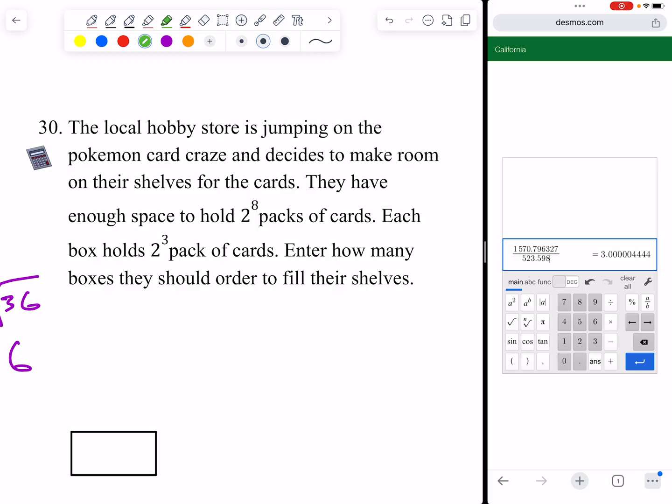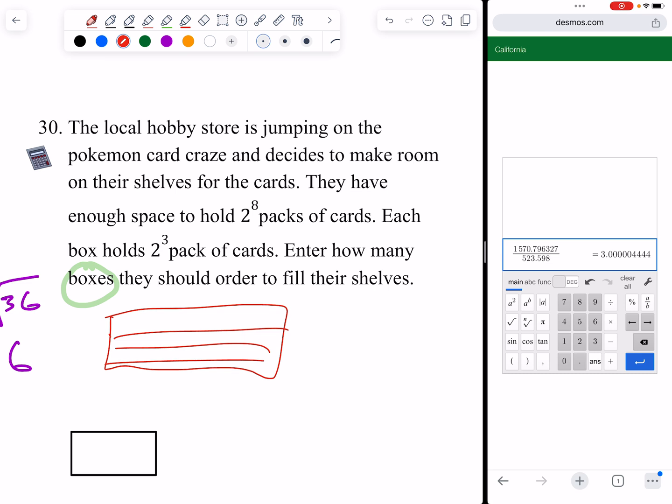They have enough space, so looking at, what was the store again? Okay, a hobby store is jumping on the card craze and decides to make room on their shelves for the cards. Okay, that makes sense. They have enough space to hold 2 to the 8th packs of cards. Each box holds 2 to the 3rd packs of cards. How many boxes should fit into the shelves? Okay, let me see a visual here. So I got my shelves. Okay, there's my shelves. And I got a bunch of boxes. So in the shelves, it says that they got 2 to the 8th, whereas my box has 2 to the 3rd. So in other words, how many boxes fit into the shelves?